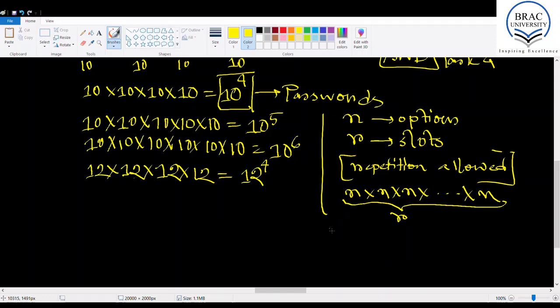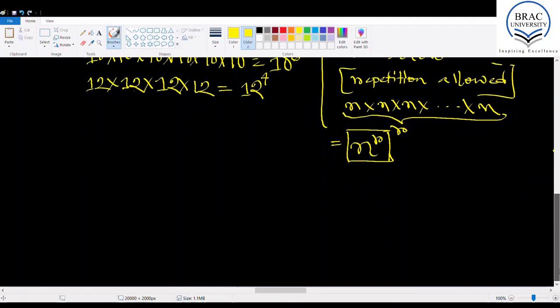So the total number of permutations would be n to the power r, right? Okay, if we understand this, then we can easily answer this question. For example, say there are 5 letters, and you know that your brother's phone password is a 3-letter password, and a single letter can be used multiple times.